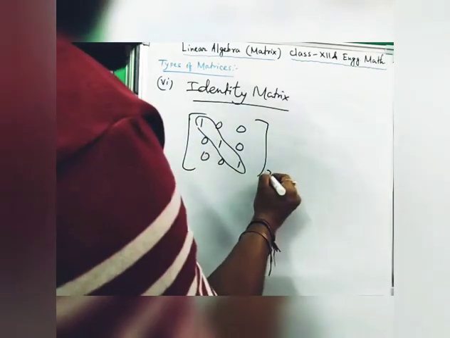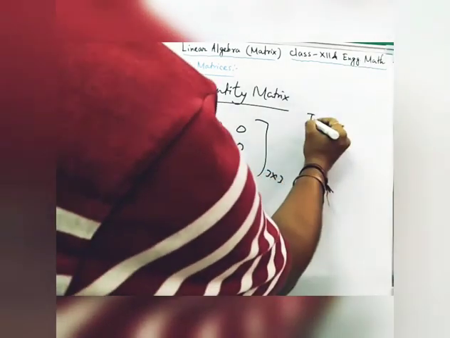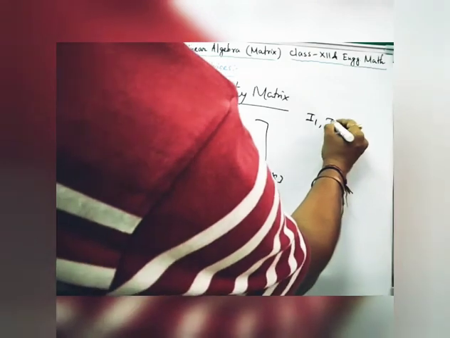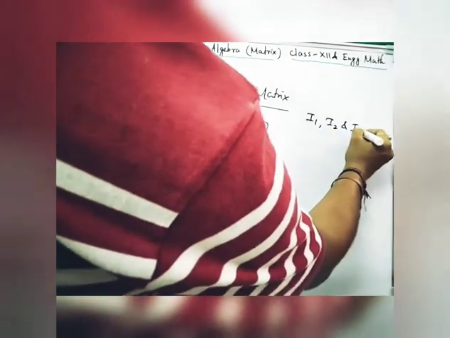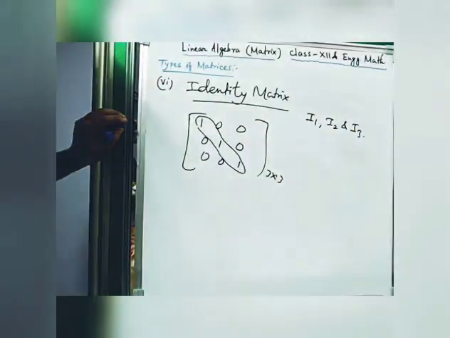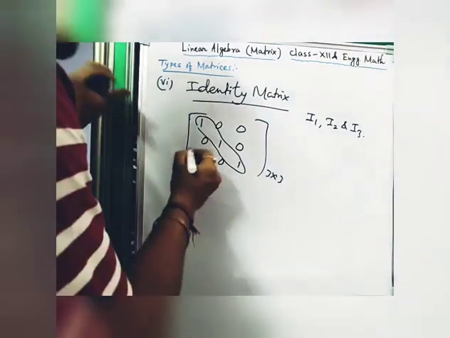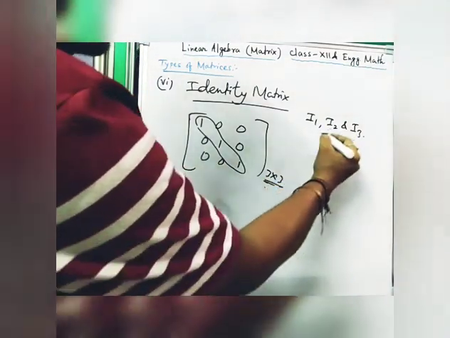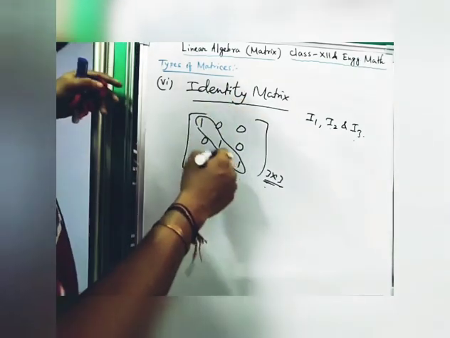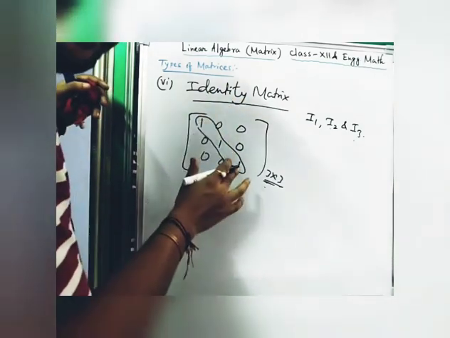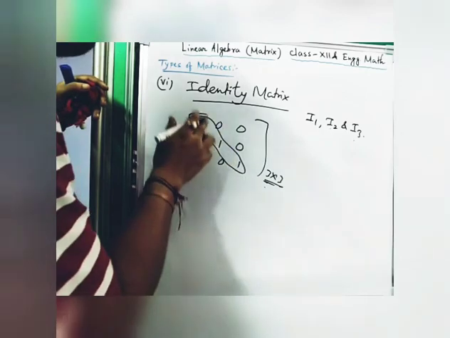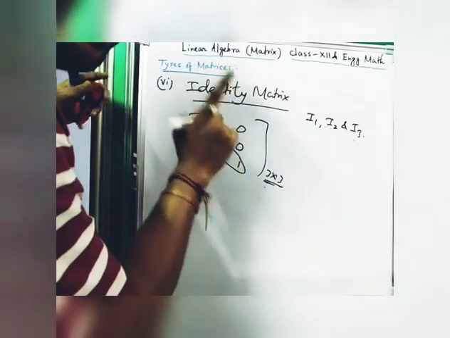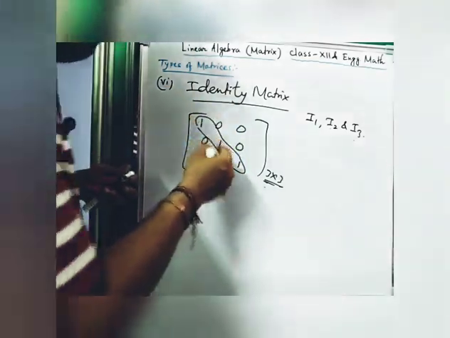So it is a 3 cross 3 matrix. It is represented as I1, I2 and I3 in this way. Here I3 means 3 cross 3, I2 means 2 cross 2. The identity matrix must be a square matrix, and all diagonal elements must be equal and must have the value one. That is called the identity matrix, a special type of scalar matrix.